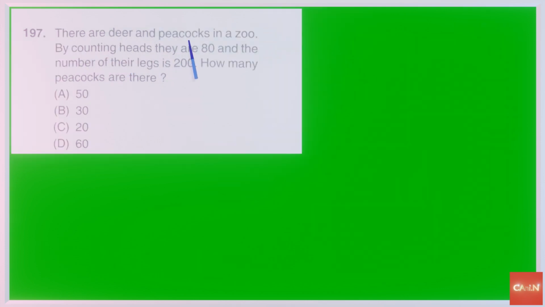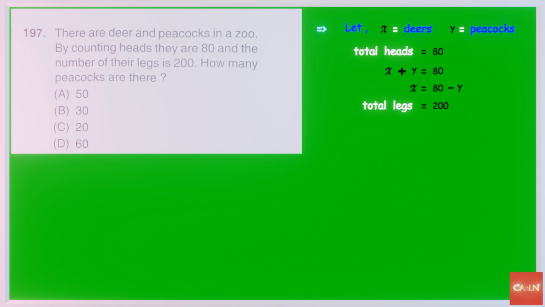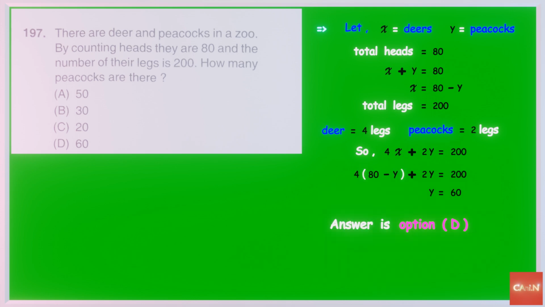There are deer and peacocks in a zoo. By counting heads they are 80 and the number of legs is 200. How many peacocks are there? Let x equals deers, y equals peacocks. Total heads equals 80. So, x plus y equals 80. Total legs equals 200. Deer have 4 legs, and peacocks have 2 legs. So 4x plus 2y equals 200. Therefore y equals 60. Hence, answer is option D.